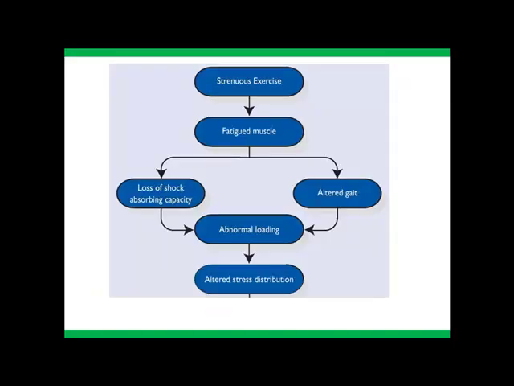So the general graph you draw is you go strenuous exercise, right? You've got muscle fatigue. Now, muscles normally, as I said, have that protection mechanism going on. So when the muscles are fatigued, you either get an altered gait or a lack of the shock absorbing capacity. So one or the other, you're either going to change the way you're loading or they're not really going to be protecting you anymore, right? When either one of those happens, you get abnormal loading. So a bone is placed under more stress than it otherwise would like to be. And then you get altered stress distribution and ultimately a fracture.